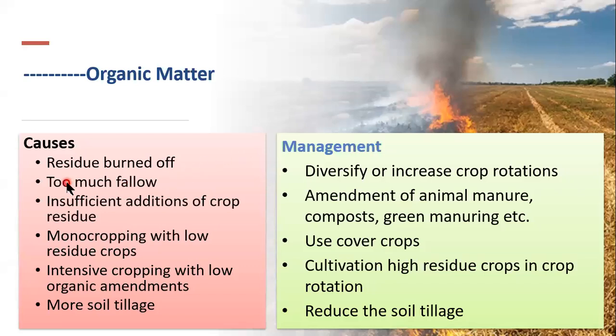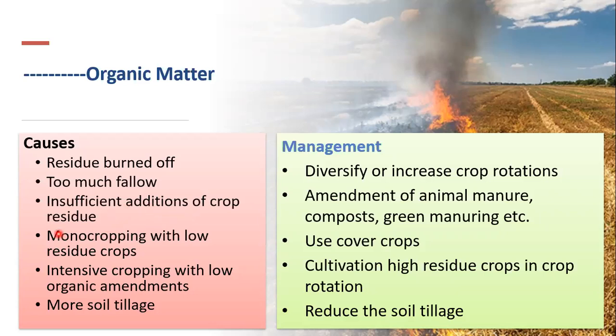Causes: residue burning. They are not being incorporated, or they are being removed from the soil for other uses, or if they are burned on the spot, then that also reduces organic matter in the soil. Too much fallow. If the soil is too much fallow, it means that there is no crop production there, and there is less residue incorporation in that soil.